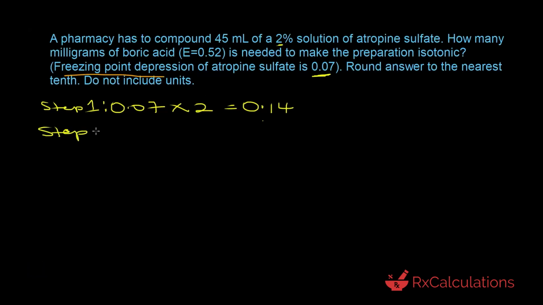So in step 2, we're going to compare that to what the freezing point depression is for an isotonic solution, and we mentioned that that is 0.52. So we're going to subtract step 1, which is 0.14, from the 0.52. And now that gives us 0.38. What this means is we need to add some amount of salt or boric acid in this instance to get the freezing point depression lowered by an additional 0.38.